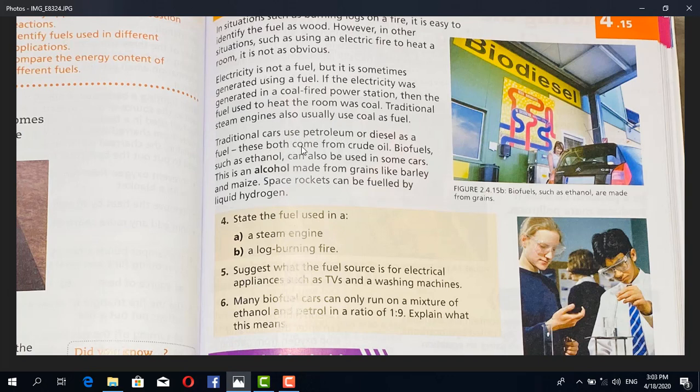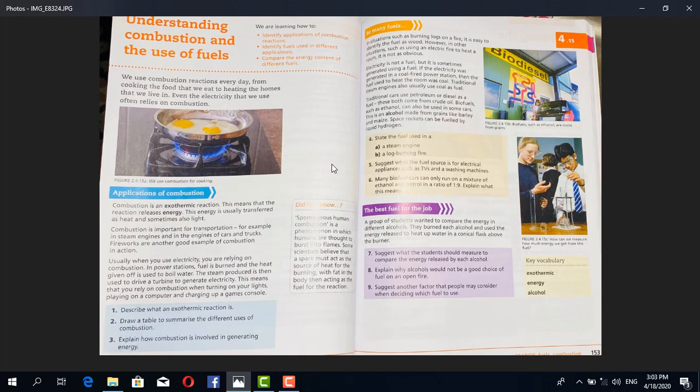These both come from crude oil, or biofuels like ethanol can be used in some cars. This is an alcohol made from grains like barley. We already discussed this in our biology section when we said that we use plants to make ethanol, this alcohol, that we use as a biofuel. And space rockets can be fueled by liquid hydrogen.